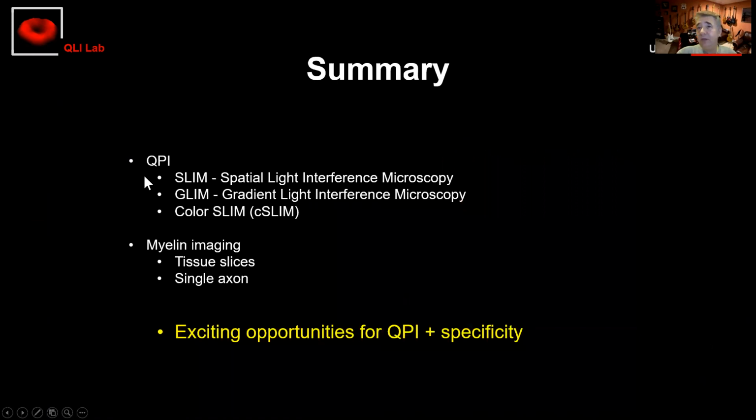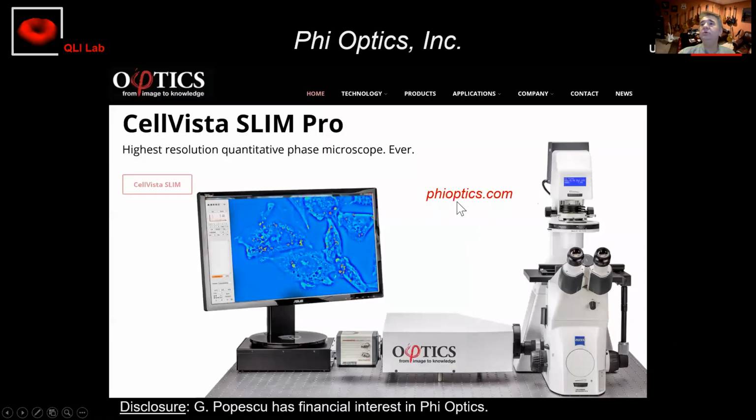So with this, I'd like to summarize. I told you a little bit about SLIM and GLIM and the color SLIM, and then a couple of applications. And I think the future looks really, really bright, combining QPI with computation.